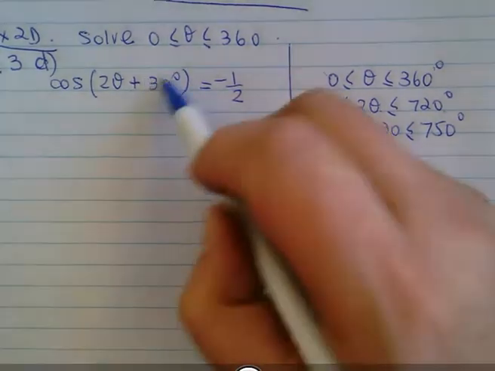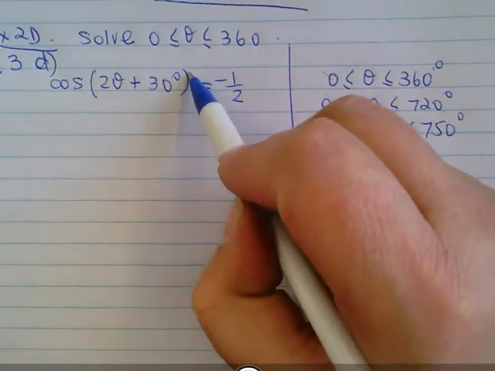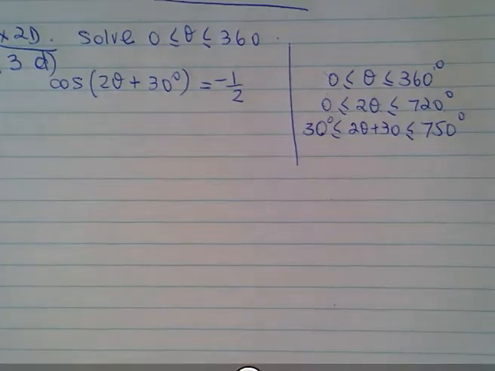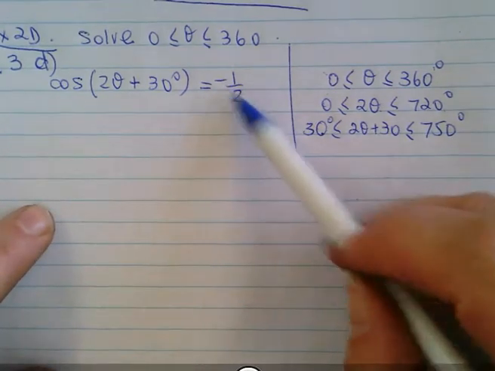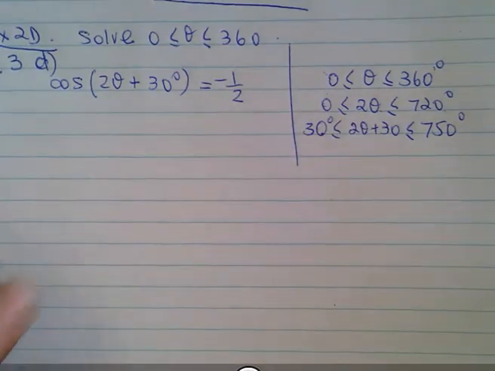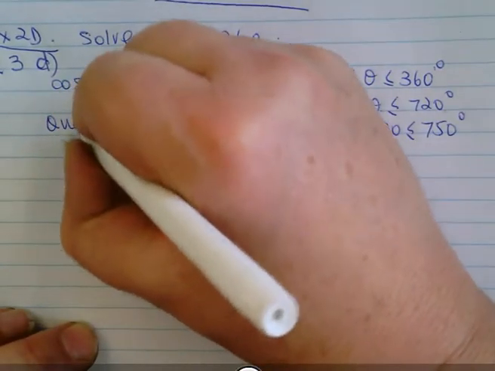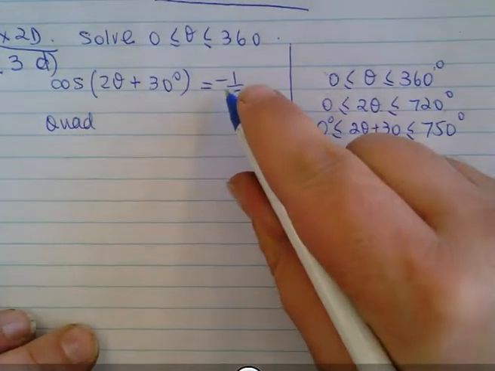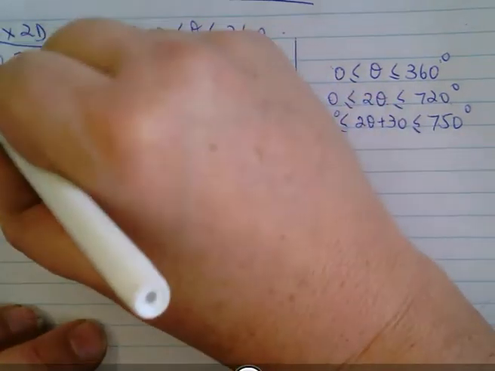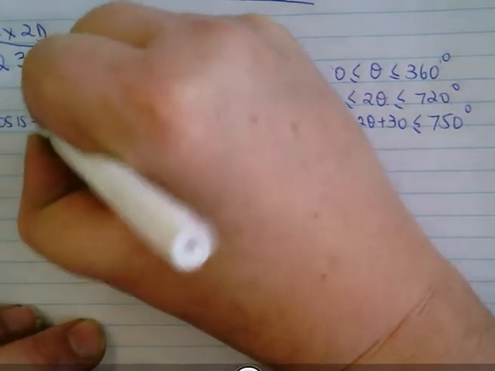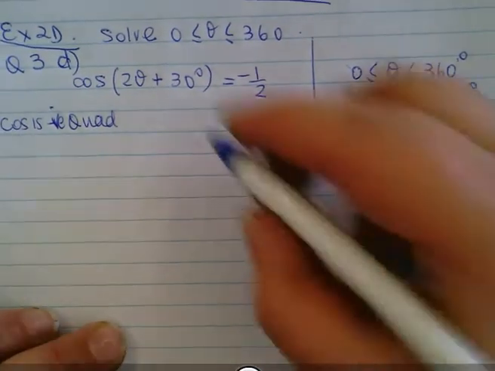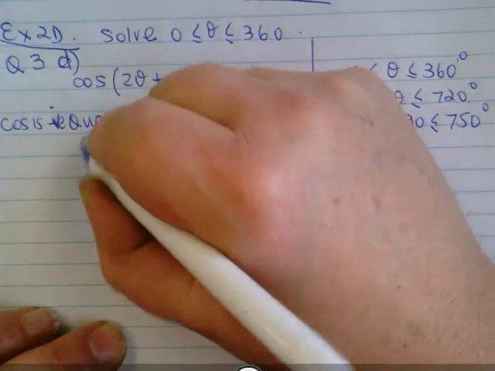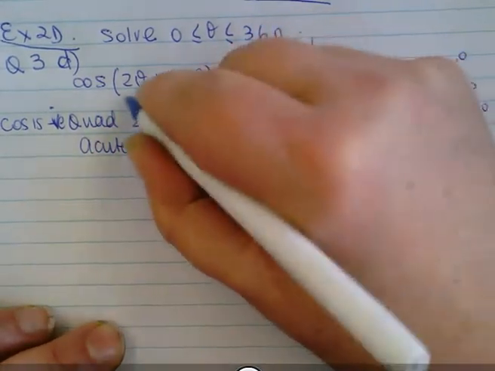Don't worry about how this looks. All we're interested in is the normal 3 steps. And what's normally the first step? What do I look at? Whether this is positive or negative, and what does that tell me? The quadrants. Cos is negative, that says, in quadrants 2 and 3. My acute angle of that.